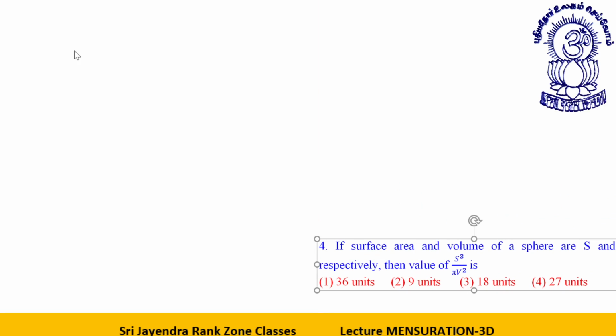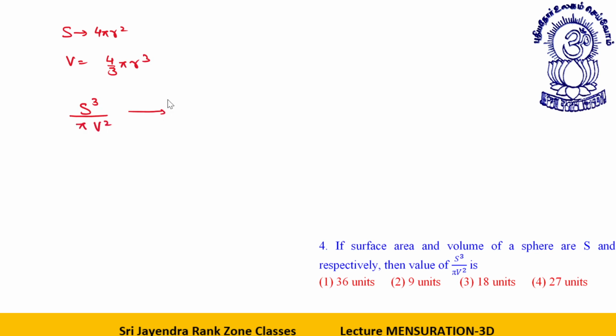Surface area and volume of a sphere are S and V respectively. Then the value of, see, surface area is what? 4 pi r square. What is the volume? Volume of a sphere is 4 by 3 pi r cube. Now you have to find S cube upon pi V square. This is 4 pi r square cube upon pi into 4 by 3 pi r cube square.